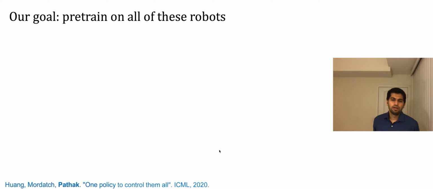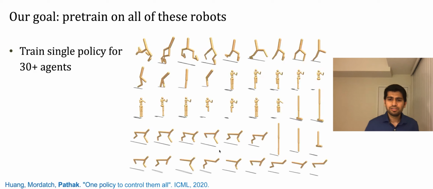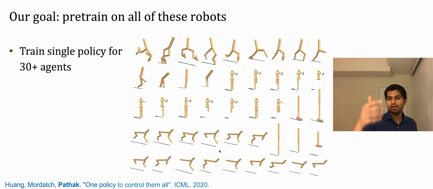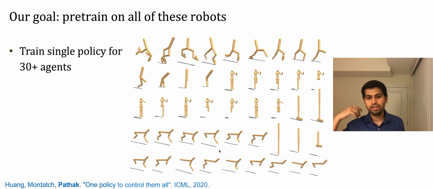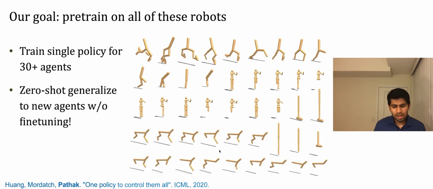So our goal in this part of the talk is to see how we can pre-train a single policy for all of these diverse robots. So they're like Walker, Hopper, these 2D humanoids, and Cheetah, like 30 plus agents, etc. And our hope is that if we can do that, then hopefully the policy will generalize to new shapes as well without even fine tuning. So like a pre-trained downloaded model.